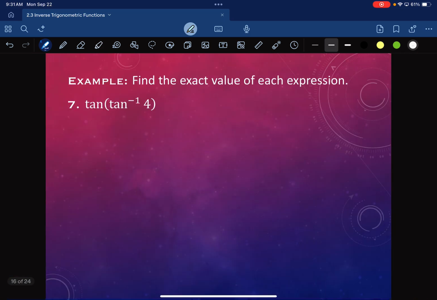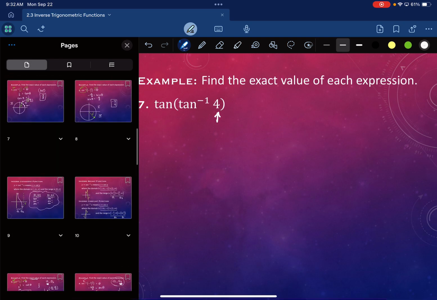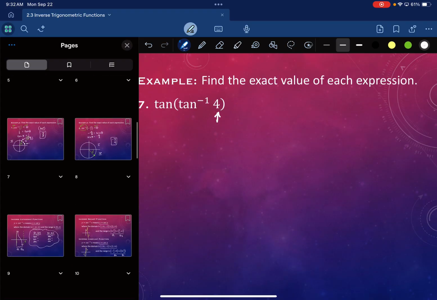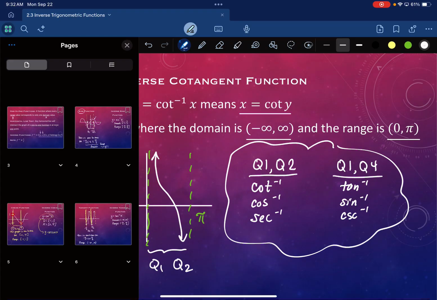All right, let's do another one. A couple more, actually, of these variety. Tangent of the inverse tangent of 4. Okay, so this one right here is our value, our 4. So tangent of inverse tangent, remember what the values were on that one. So let me actually pull up our page that had that on there. Is it here? No, it's that one. That's cotangent. Sorry. Last time. How about here?